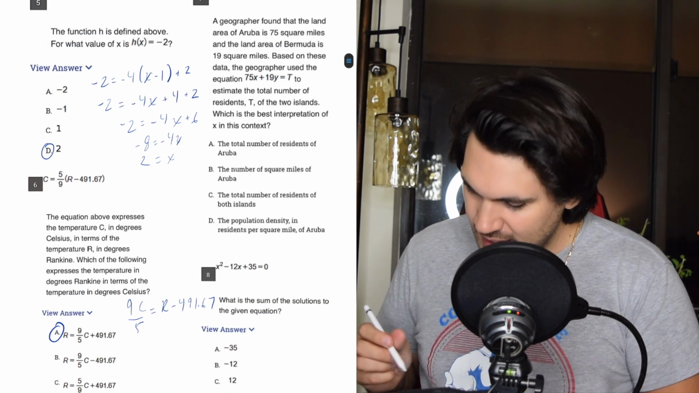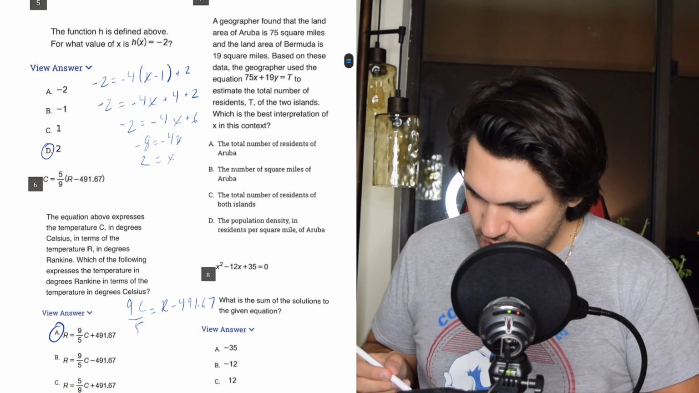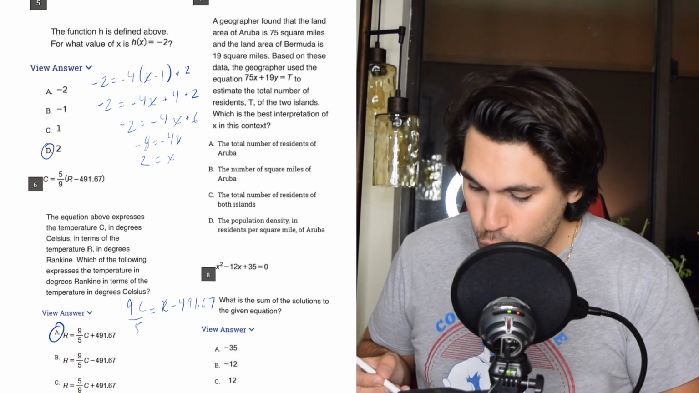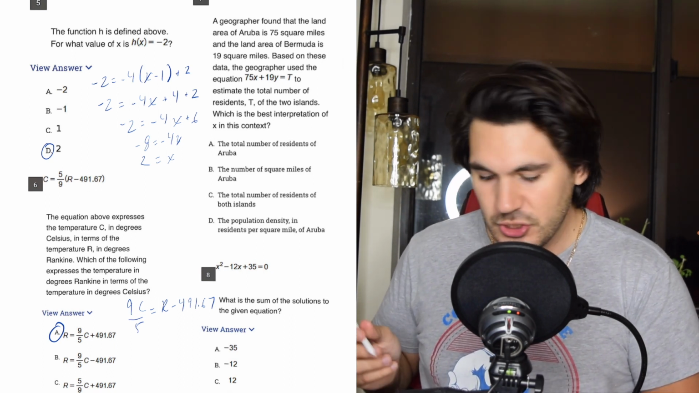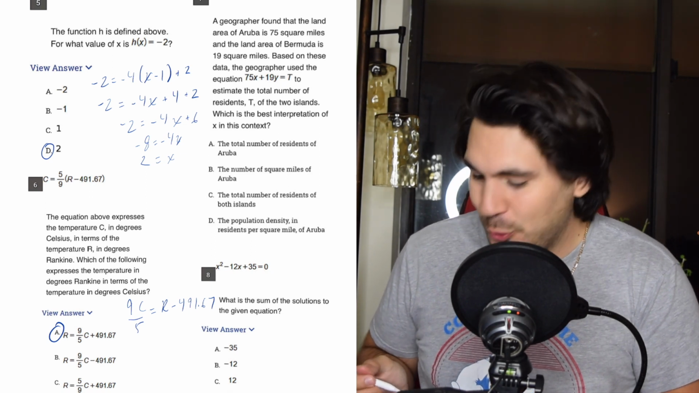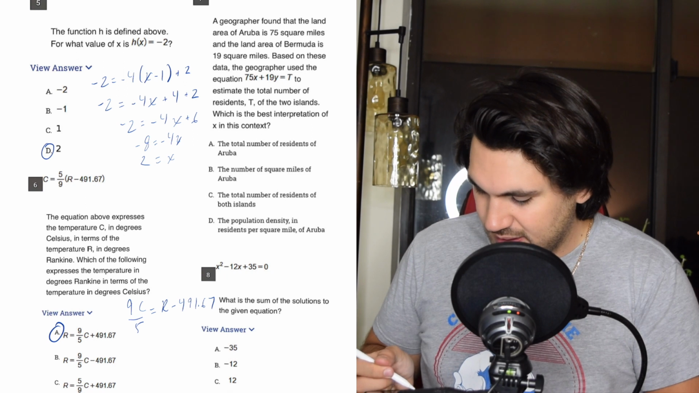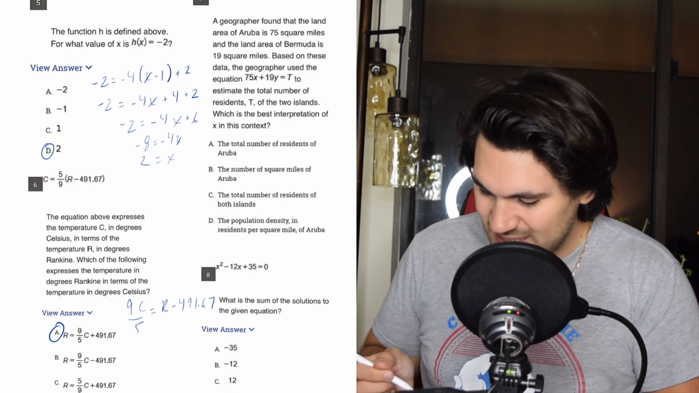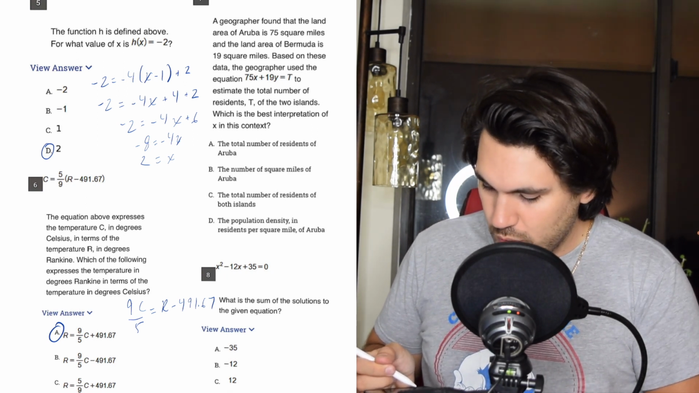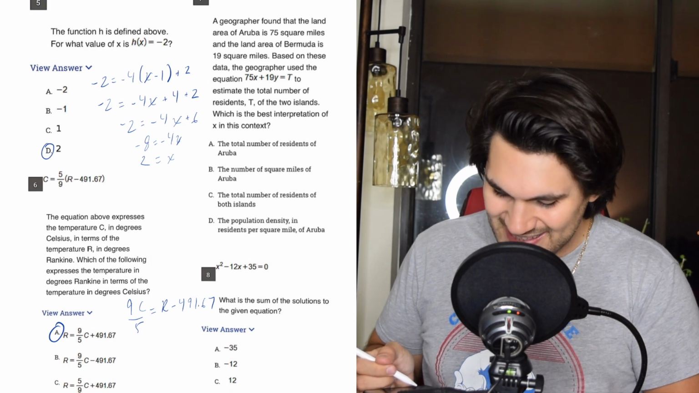Number 7, a geographer found the land area of Aruba, Jamaica, is 75 square miles, and the land area of Bermuda is 19. Then they give us an equation, 75x plus 19y equals t, and they want to know what is the best interpretation of x in this context.